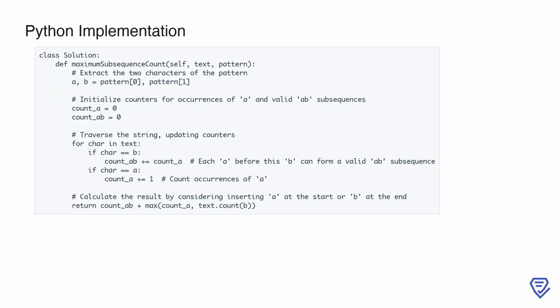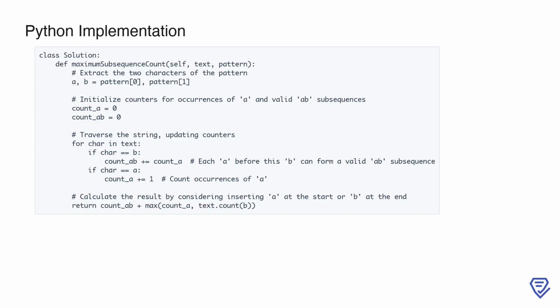This Python implementation solves LeetCode problem number 2207, maximize number of subsequences in a string. The problem asks us to find the maximum number of occurrences of a given two-character pattern as a subsequence in the string after inserting one character.